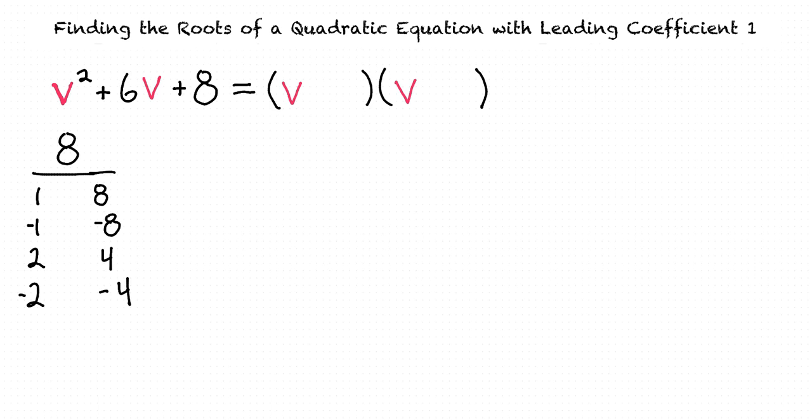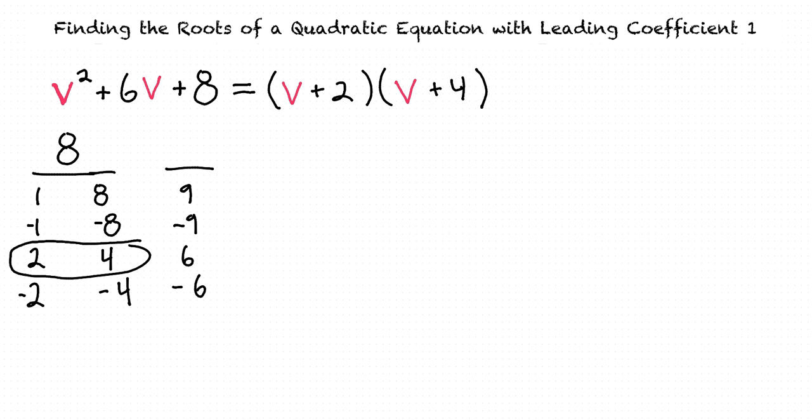Now we have to see if any of these pairs of factors will add up to 6, our middle term. We see that the factors 2 and 4 add up to 6, and so we know that these two are the ones that we want to include in our factored version, +2 and +4. To check our work, we can multiply these factors together and see if we get the same original equation.